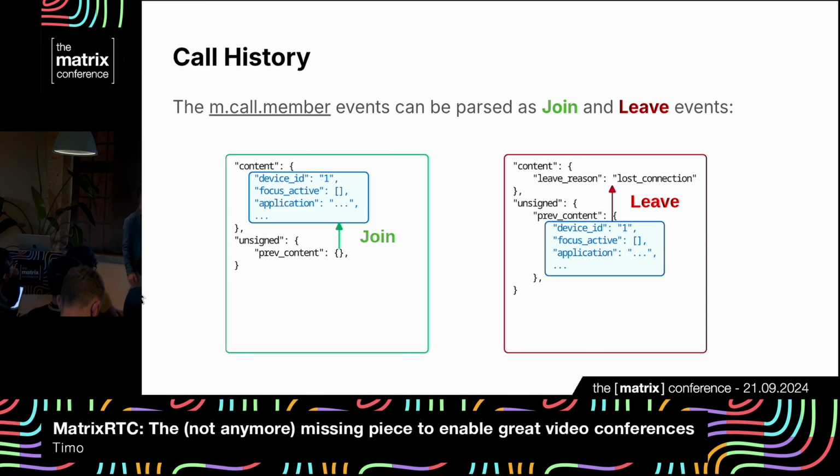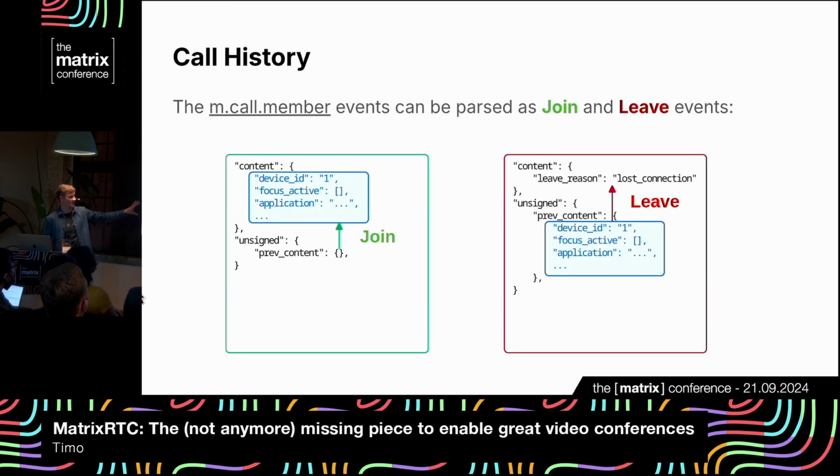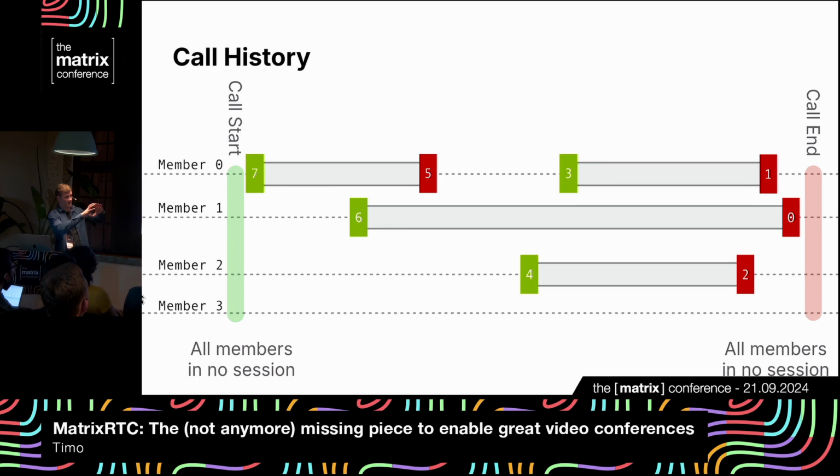Here it can be both. Either the content is empty, then the client properly disconnected, or the content is leave reason lost connection, then the client didn't properly disconnect. Instead, we had the delayed event with a timeout, and it sent the lost connection event. And if we can distinguish between those two events, and we look at the basically timeline of a room using the origin server timestamp, we can basically compute sections in the timeline where this member was online or connected to the call.